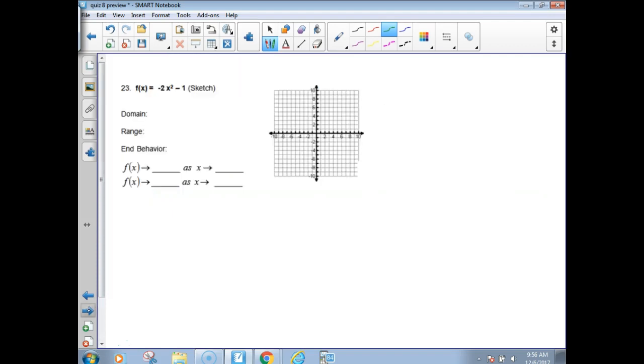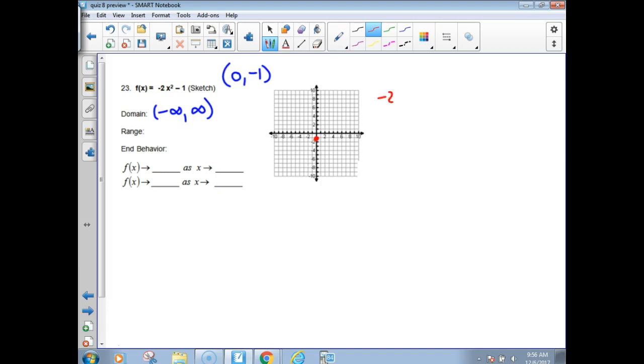All right, 23. Sketch the graph. Well, I expect it to be better than a sketch. I want 3 accurate points because we know how to graph these parabolas. The domain should be -infinity to infinity. The vertex is at 0, -1. The parabola is opening down.